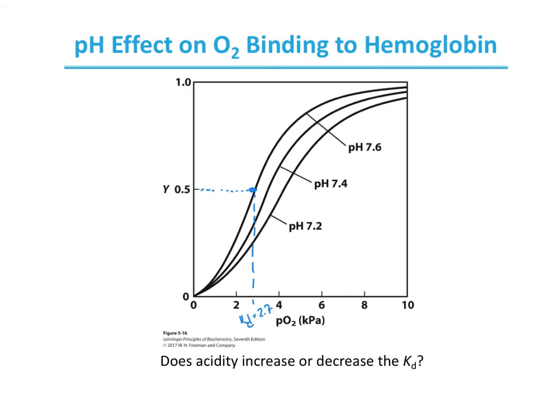Then at the curve for pH 7.4, that Kd looks like it's closer to 4. Let's call it 3.8. And then if we look at the curve at 7.2, that Kd looks like it's above 4, maybe 4.3 or so. So as the pH decreases, the Kd is increasing. What that means is that as the pH decreases, as acidity increases, the affinity for oxygen is lessening.